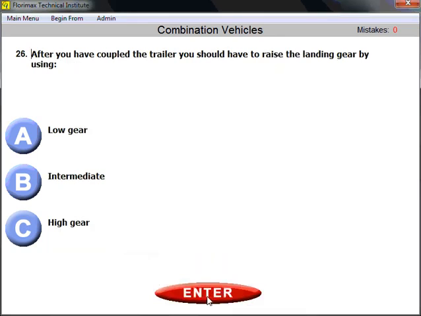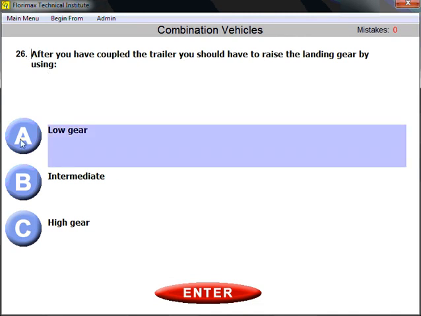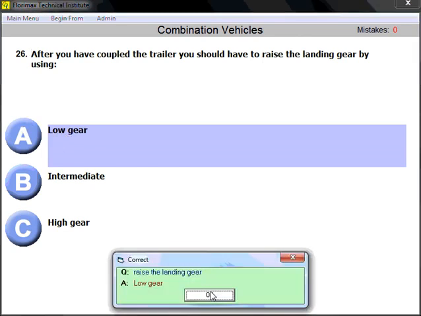Question number 26. After you have coupled the trailer, you have to raise the landing gear by using what? By using low gear. Low gear. The logic is the same. Every single thing you have to do with caution, okay, preferably slowly, securely. So low gear provides you with security. You need to raise the landing gear by using low gear.